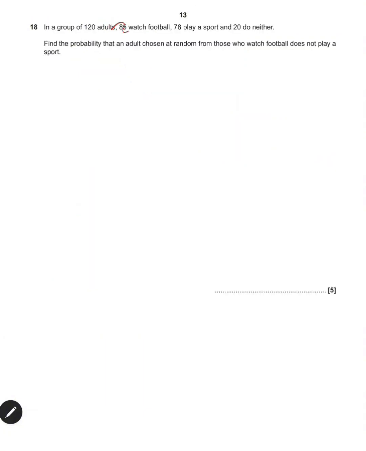Question 18, I've got 120 adults. We know that 85 watch football, 78 play a sport, and 20 do neither. Already I'm thinking, well, 85 add 78 add 20 is too many people because I've only got 120 people. 85 add 78 will be more than 120. So I've got too many people.